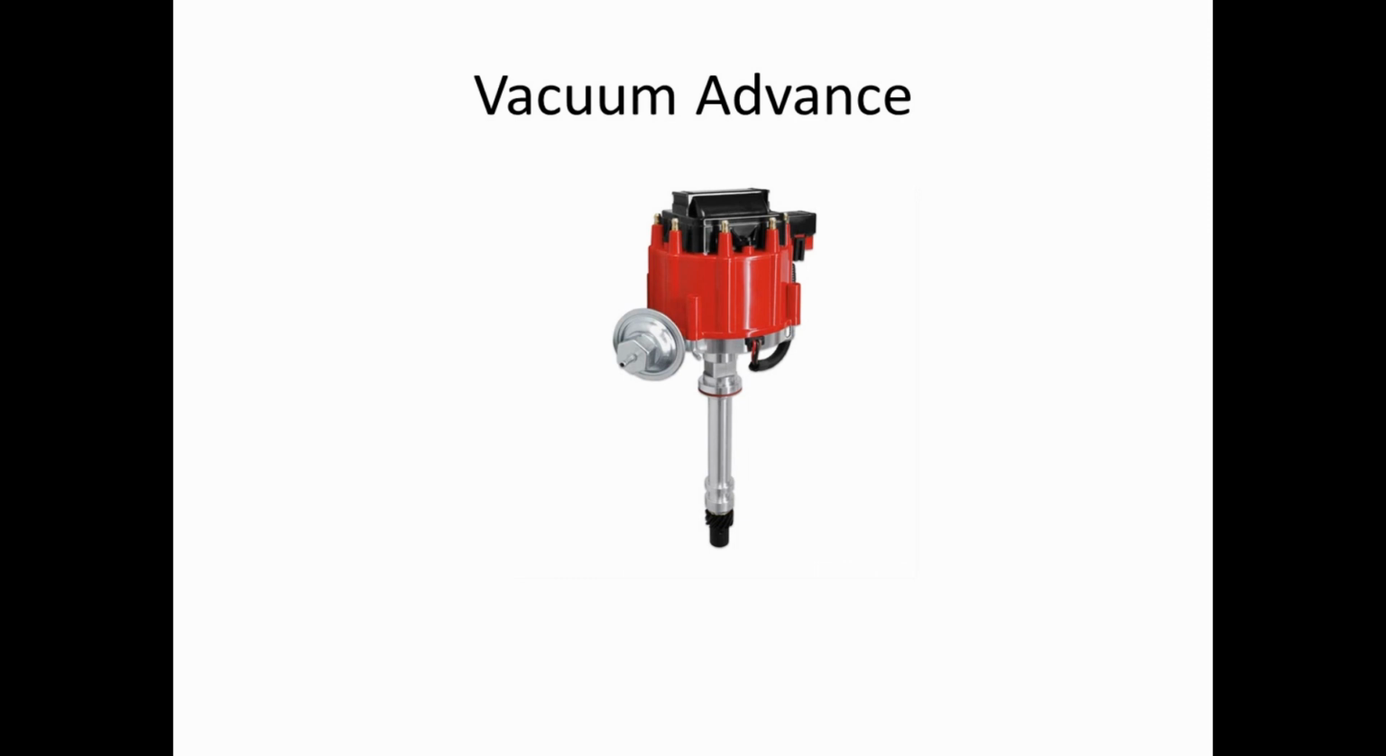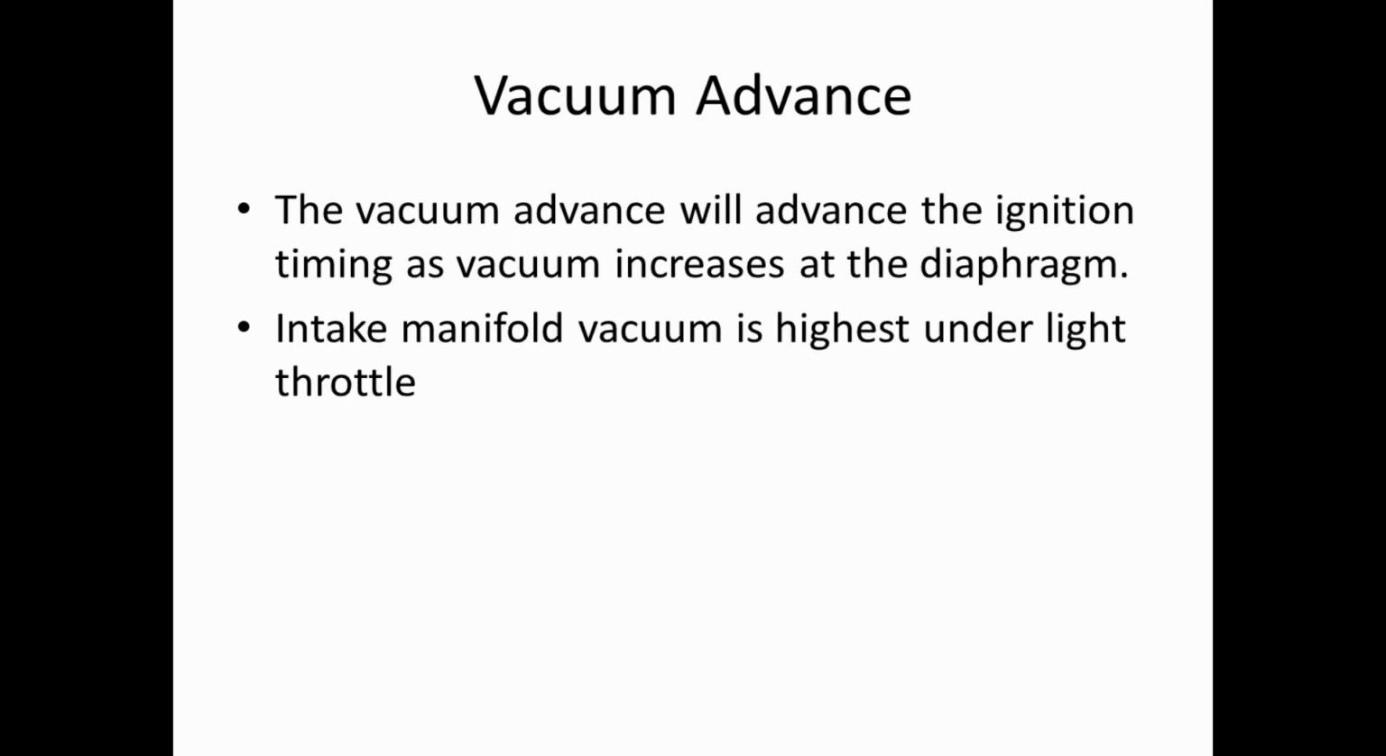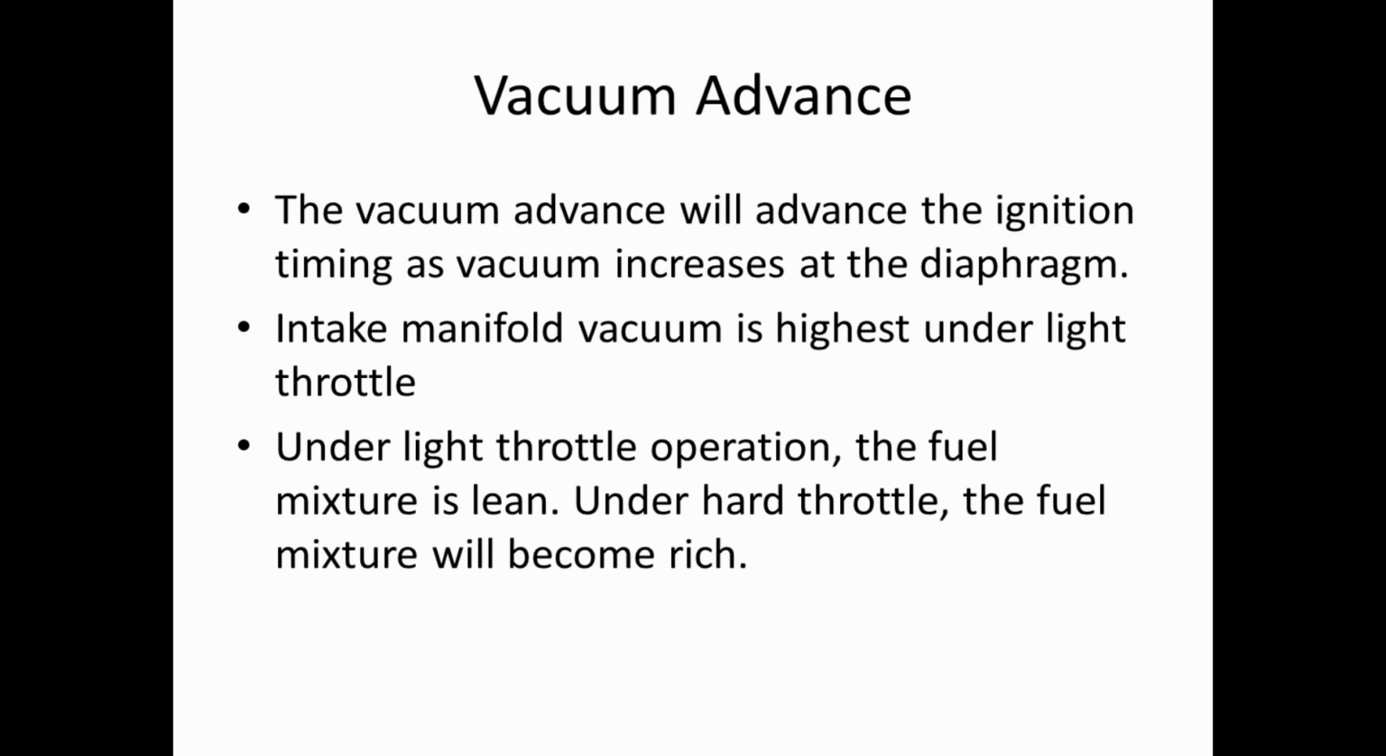Now we're going to go on to the vacuum advance, which basically is this vacuum pot right there. So our vacuum advance advances the ignition timing as the vacuum increases at that diaphragm that I showed before. The intake manifold vacuum is actually highest under light throttle applications, so basically under highway cruising at part throttle. Under light throttle operation, the fuel mixture is lean. When you stomp on it, it richens the fuel mixture.